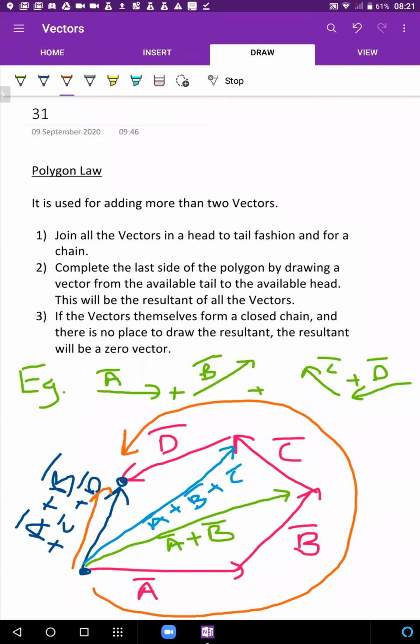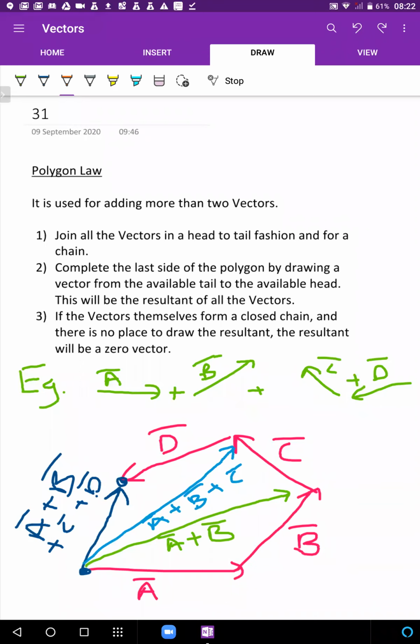Okay? Because when we say available tail to the available head, the direction gets reversed. So while all your vectors are taken in one sense, the resultant is in the opposite sense. Here, all of these are taken clockwise, so this one is being added anti-clockwise. The resultant is in the opposite sense. A good way to remember it is the one from the available tail to the available head.